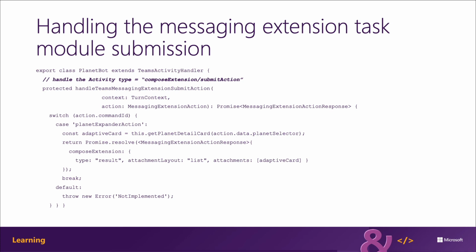The code that you see here on this slide demonstrates the messaging extension web service that's implemented using the bot framework SDK, and it responds with a card that is either added as a response to the message or is added to the compose message box. The method handle Teams messaging extension submit action is called by the bot framework SDK when a message of type compose extension/submit action is received.